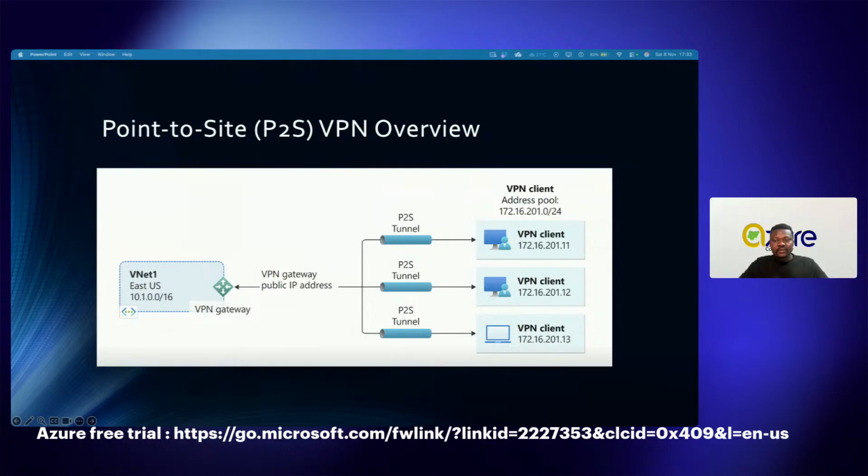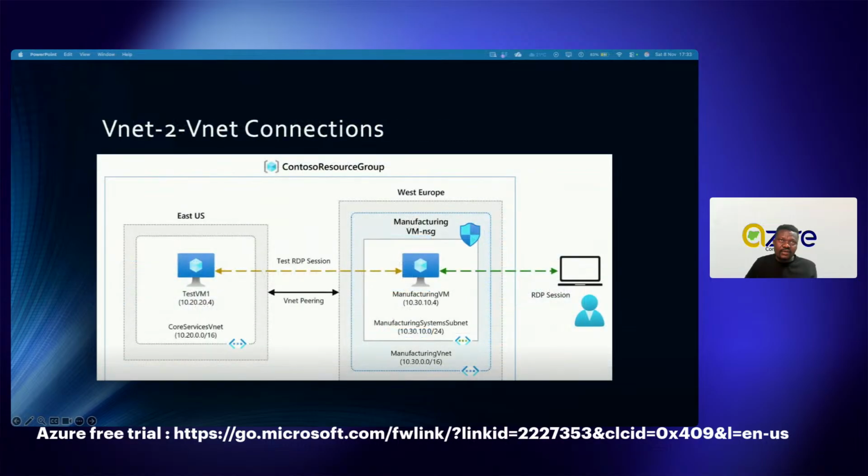It also supports Secure Socket Tunneling Protocol, SSTP. Then it also supports IKE version 2, that is Internet Key Exchange version 2. Some of these are the protocols that help to encrypt this network and direct it to the right place that it's supposed to go to. So moving forward, as I mentioned before, we also have VNet to VNet connection.